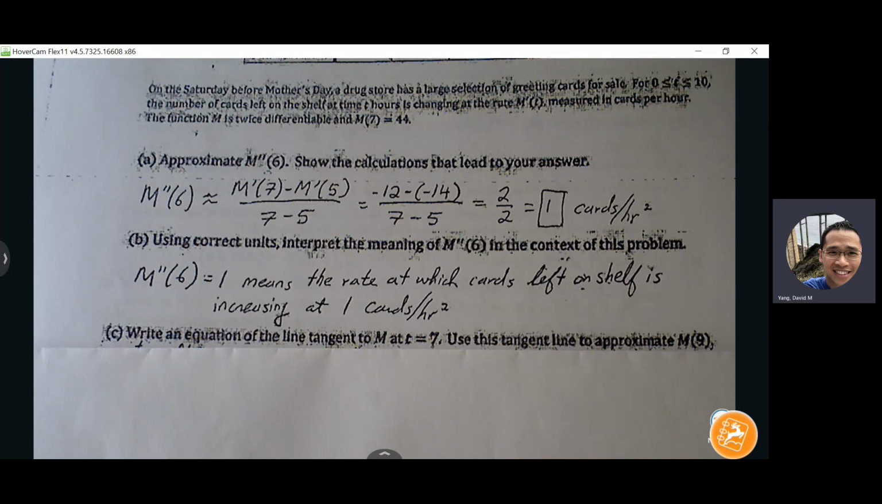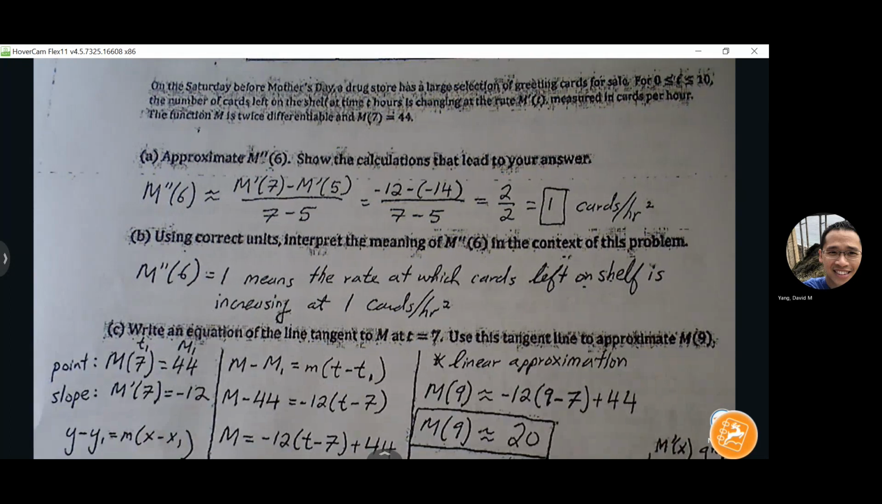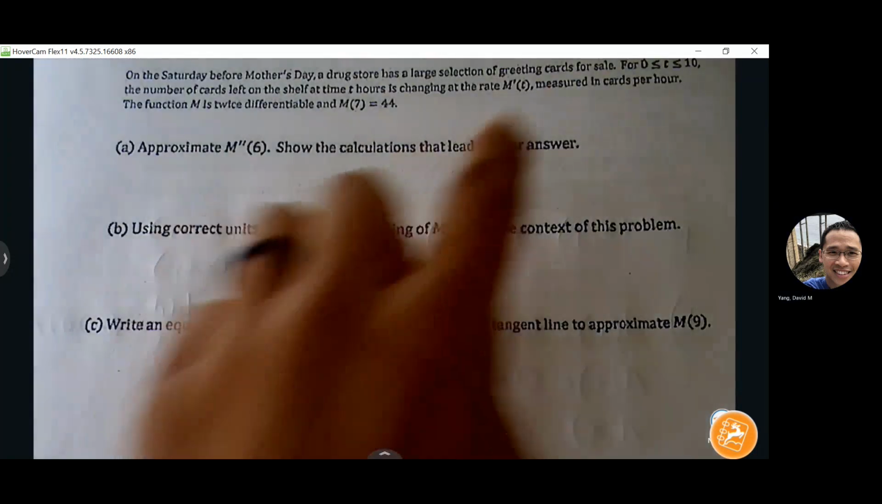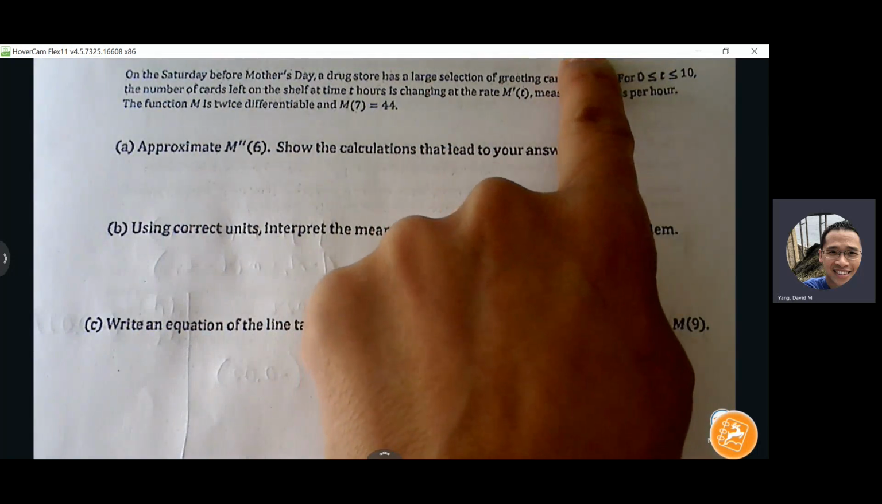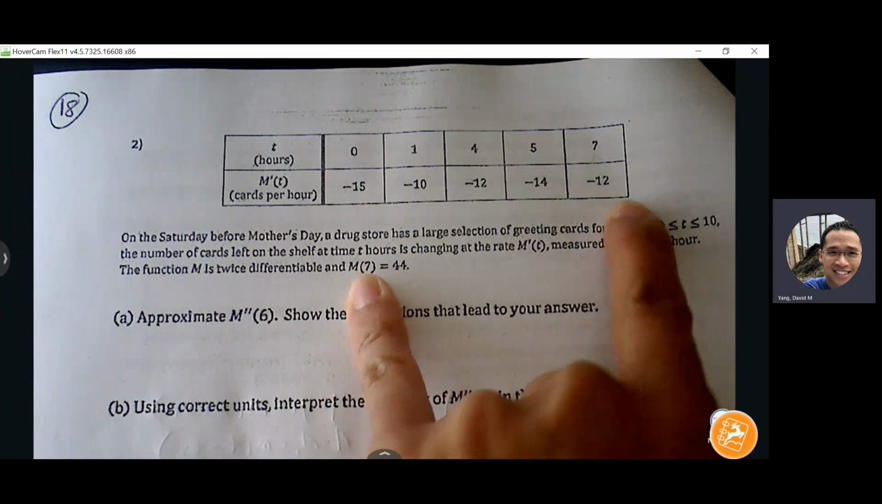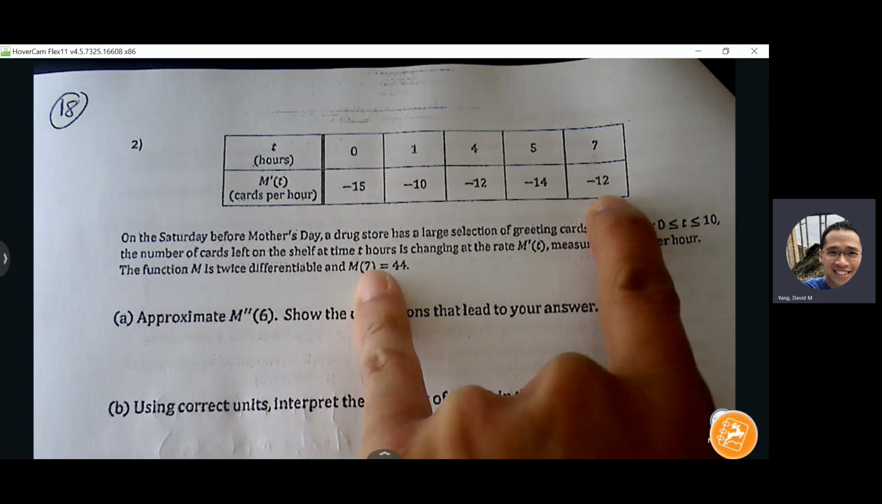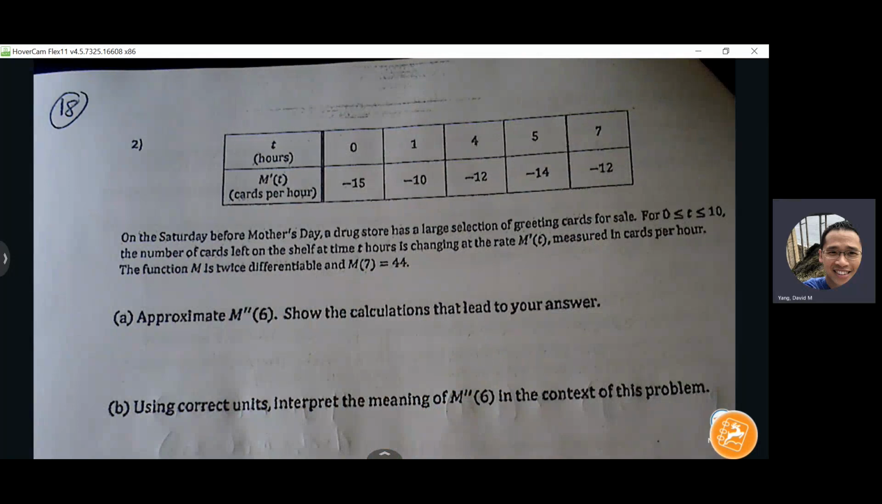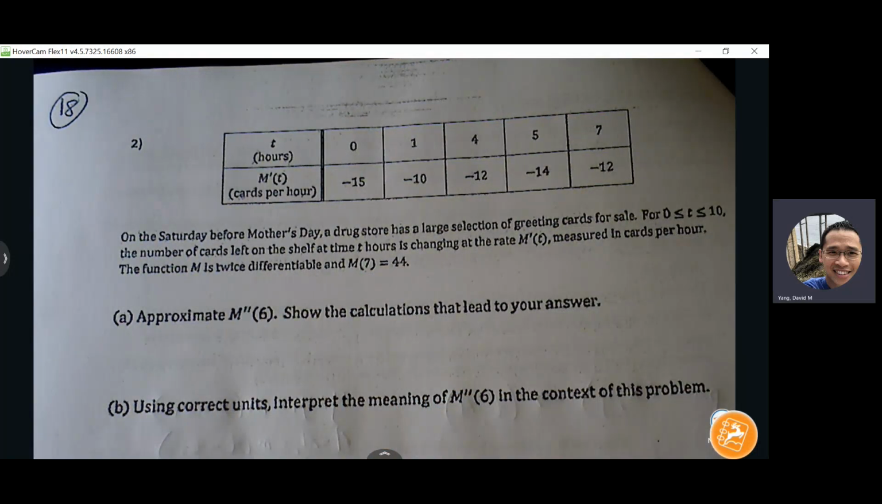Part C, write an equation for the line tangent to m at t equals 7, and then use the tangent line to approximate m prime of 9. So they give us an ordered pair. m of 7 equals 44. And then we also know m prime of 7 is negative 12. So there's the information that you need to create your tangent line equation. You got your ordered pair, and you got your slope. So do point-slope, instead of y and x, we got to use t and m.